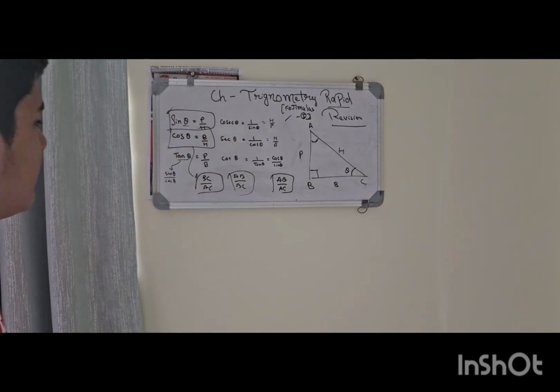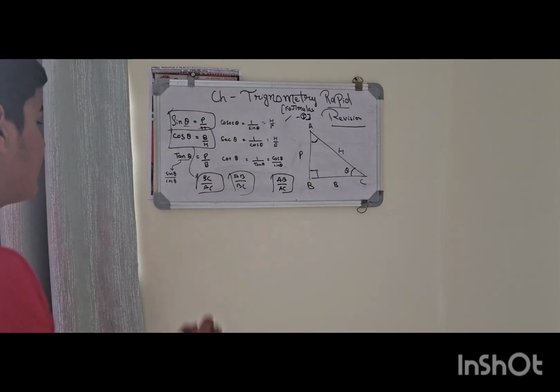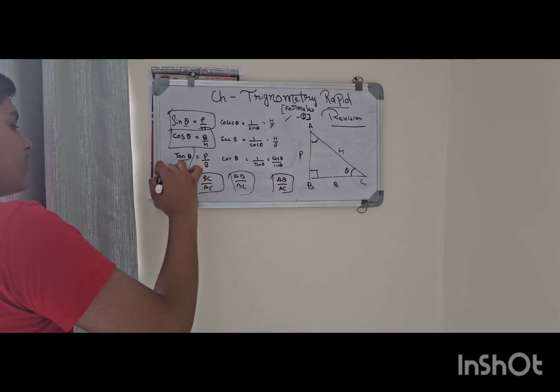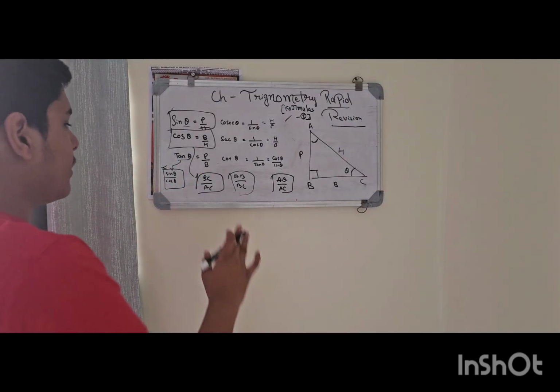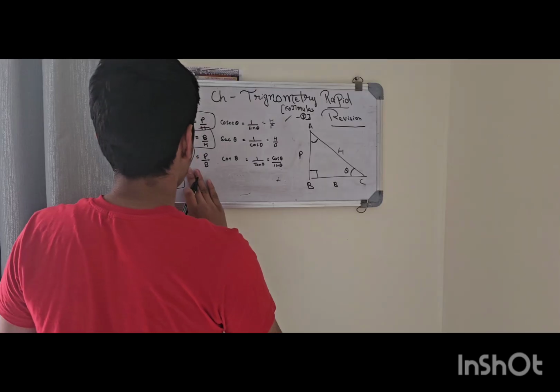So perpendicular by base. Now tan theta can also be represented as sin theta by cos theta. You may ask me why. Look, if I erase all these things, I will explain it to you very easily.